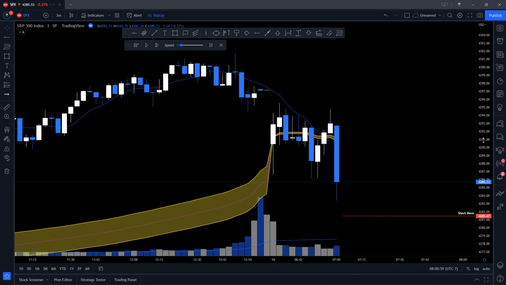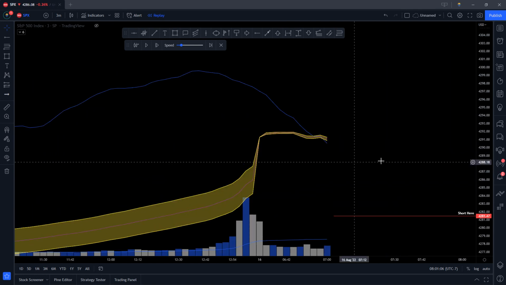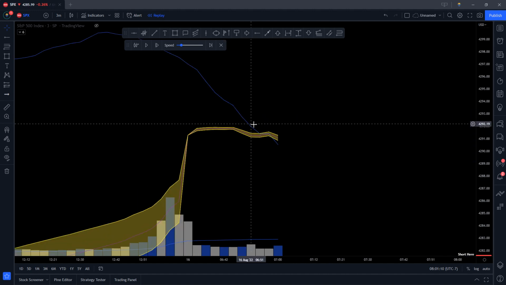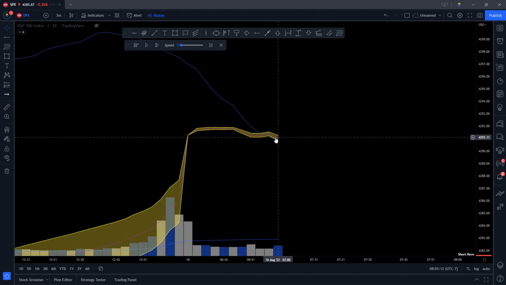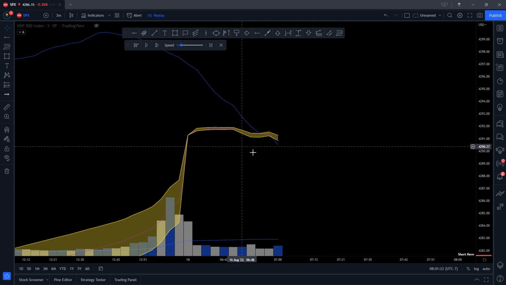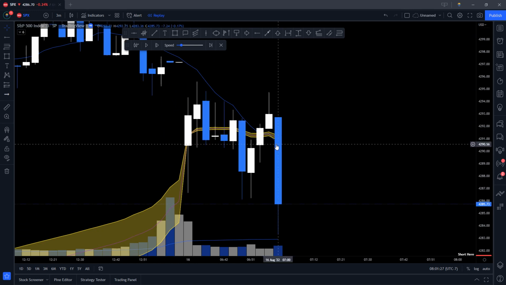So what we're looking for is, I'm going to turn off my candles here. We're looking for the 9 EMA to either cross below the VWAP or cross above the VWAP. When it crosses below, we're going to be looking to take puts. When it crosses above, we're going to be looking to take calls. In this instance today, we were in puts. So right now, 9 EMA crosses below the VWAP.